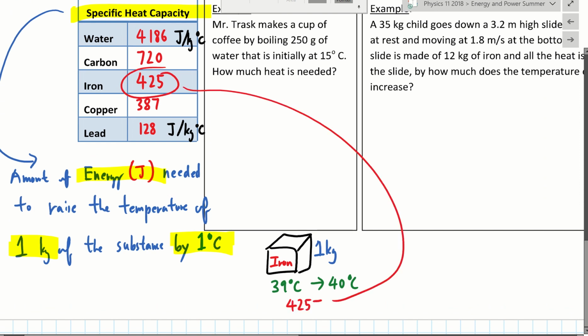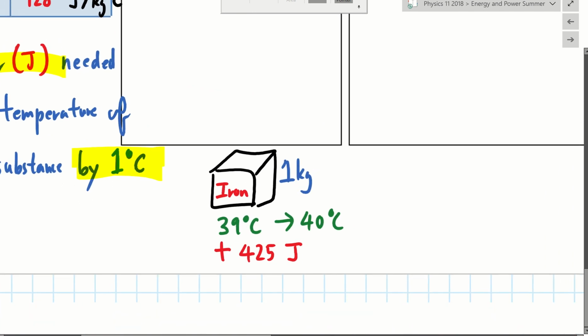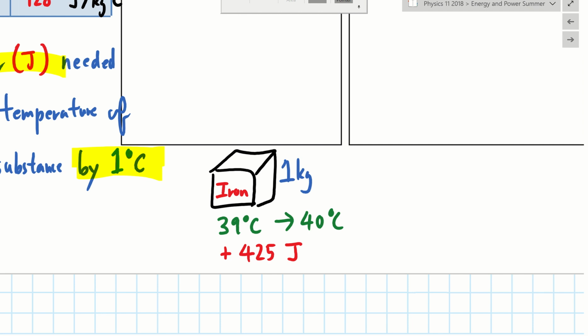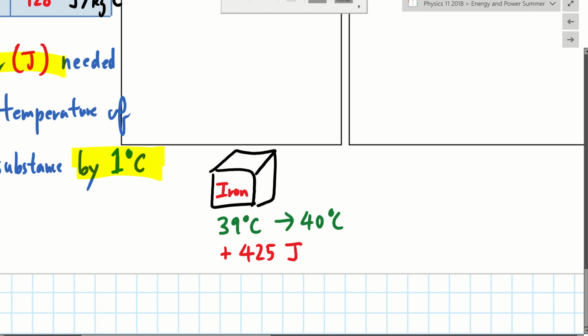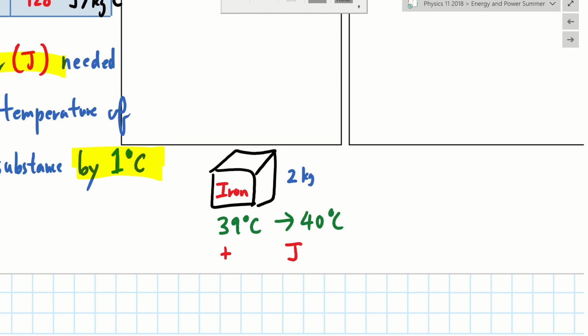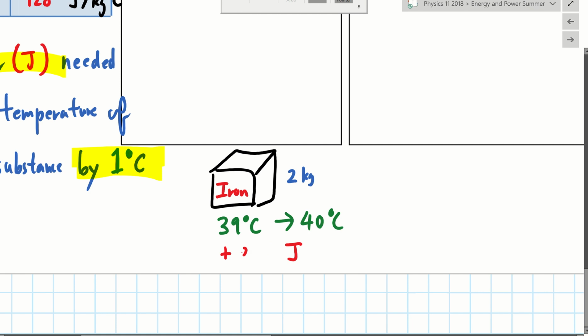425 joules of energy. If you add 425 joules of energy by using maybe a heat gun, or by boiling it in hot water, you will raise the temperature of 1 kilogram of iron by 1 degree Celsius. Now, some people are going to ask, what if I have 2 kilograms of iron? Well, then double the energy. 1 kilogram, 425; 2 kilograms, 850.